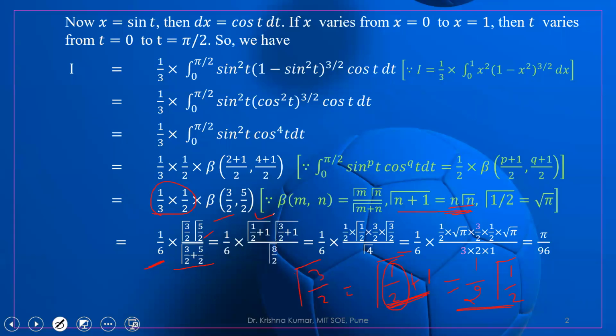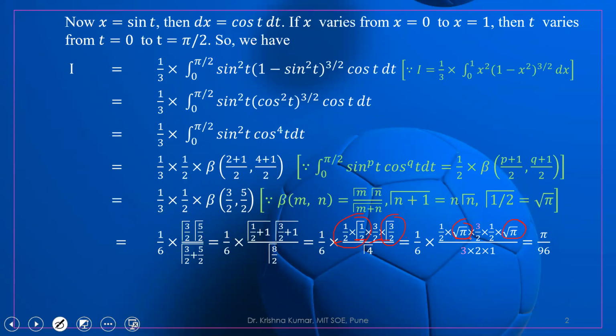So now it is written as 1 by 2 plus 1, that is 1 by 2 gamma 1 by 2. Similarly, gamma 5 by 2 can be written as 3 by 2 into gamma 3 by 2. Again, gamma 3 by 2 can be written as 1 by 2 into gamma 1 by 2. So here we have gamma 1 by 2 and gamma 1 by 2. This gamma 1 by 2 is equal to root pi. Correct? And then 1 upon 2, 3 by 2. And what is gamma 3 by 2? It is 1 by 2 into gamma 1 by 2, so this is 1 upon 2 root pi.